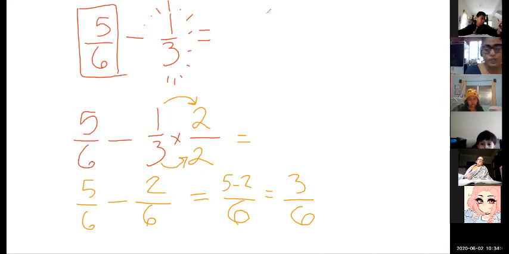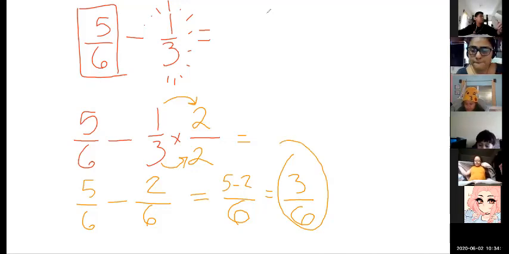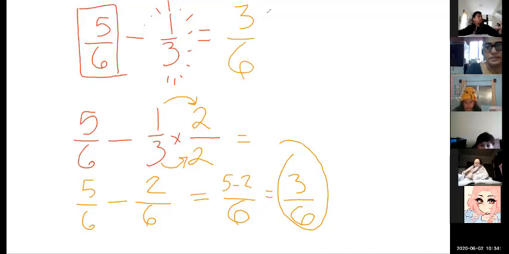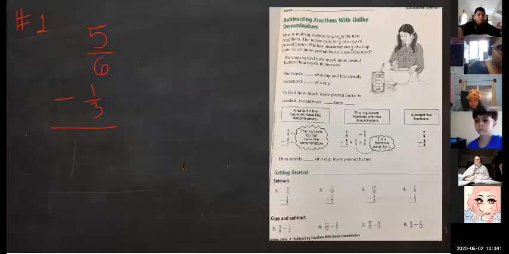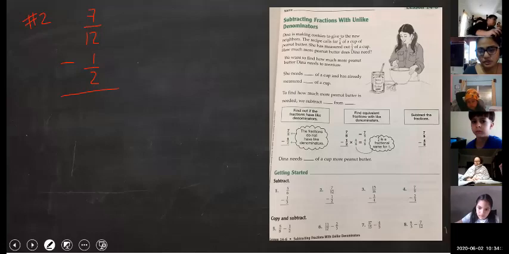Okay. Let's do the problem number two. You have to write it here, three over six. Okay, let me explain you the next. Let's do the problem number two. Okay, this is the problem number two.